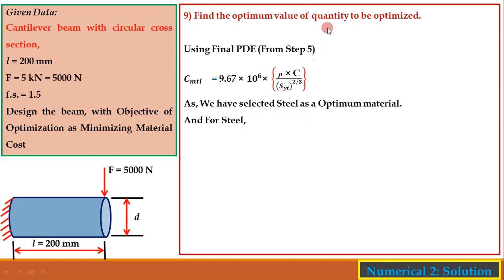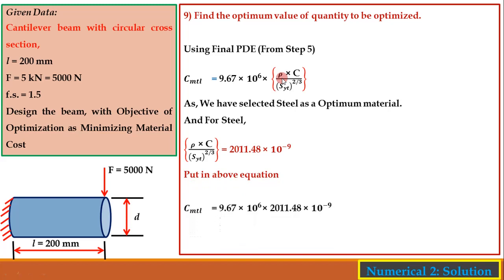Already we have calculated this group of parameter in the table, so directly you can use its value. It is 2011.48 into 10 raised to minus 9 for steel. Put this value here and simplifying, we get the material cost as 19.45 rupees. So this is the optimum value of the quantity to be optimized, that is the optimum value of material cost.